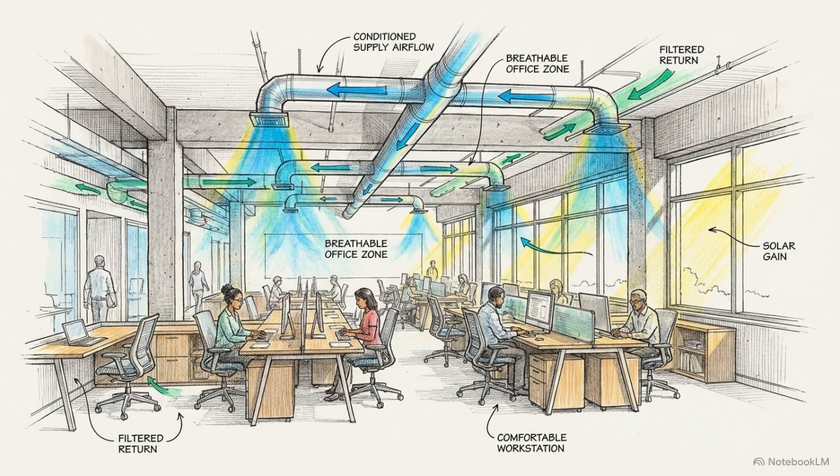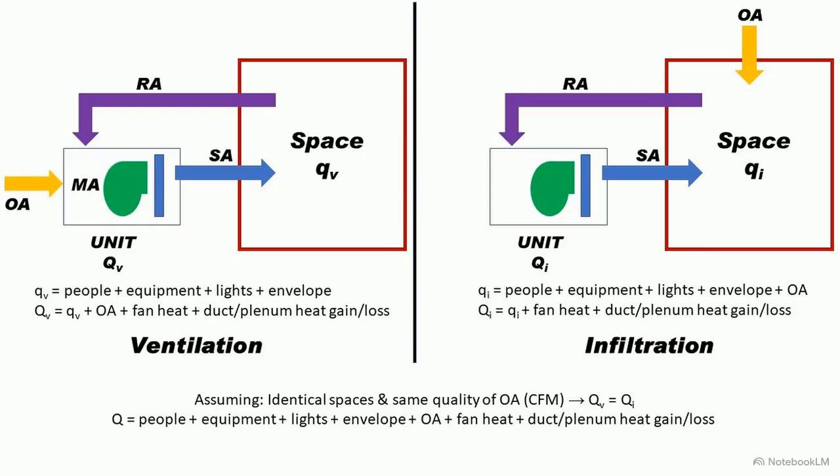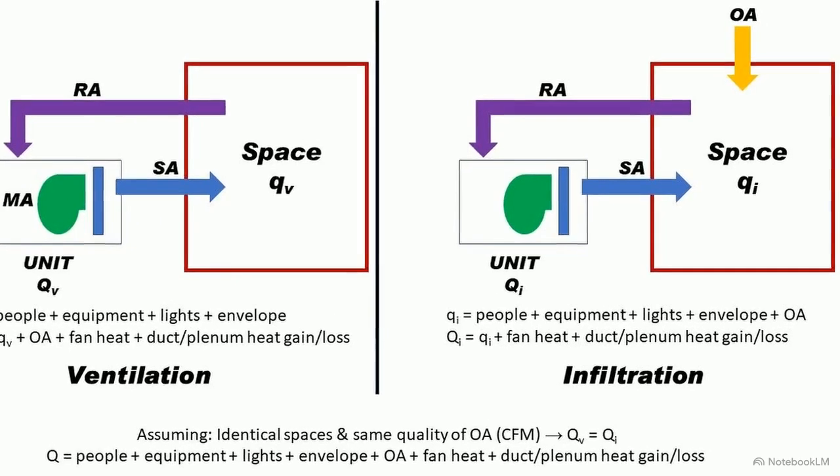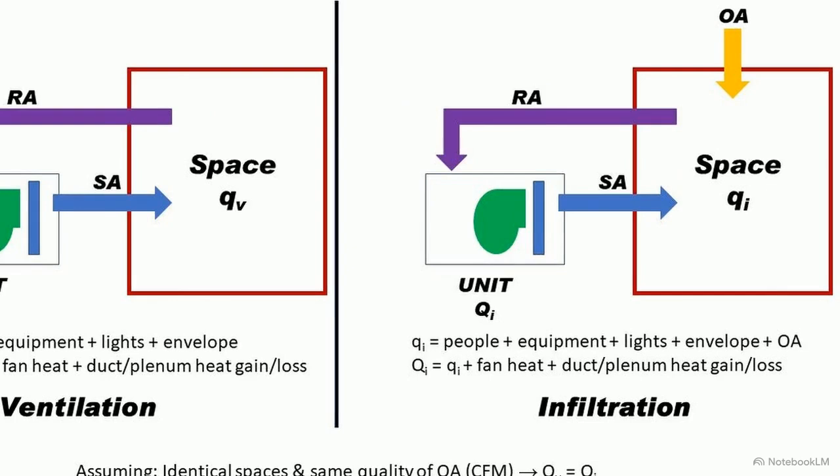This diagram compares two common air exchange models. On the right, we have natural infiltration. On the left, mechanical ventilation. Focusing on the infiltration model, unconditioned outdoor air leaks directly into the physical space. The room itself absorbs the thermal impact of that untreated air, which increases the baseline space load.